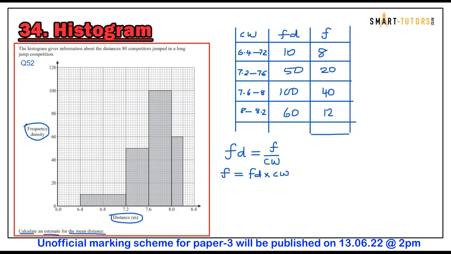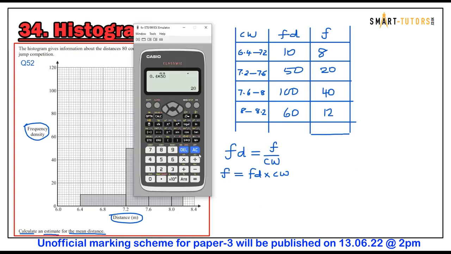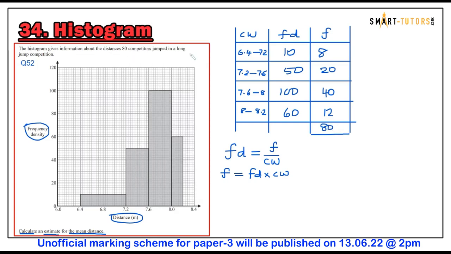So now that I know the frequencies, I can add them up. This is an estimate answer. 8 plus 20 plus 40 plus 12 is 80. That exactly matches the answer in the question, which clearly says 80 competitors. Now I'm going to find out X.